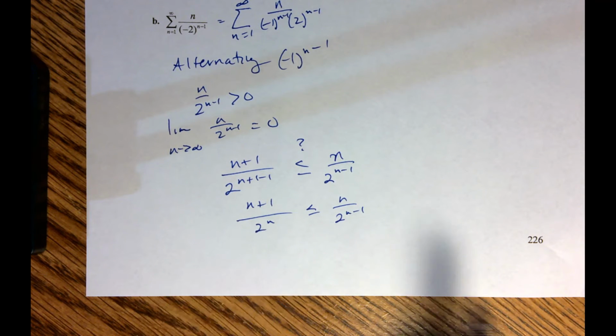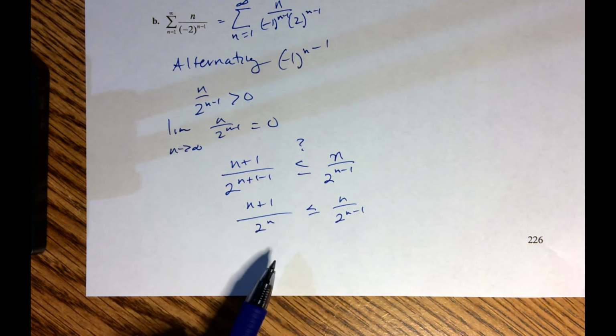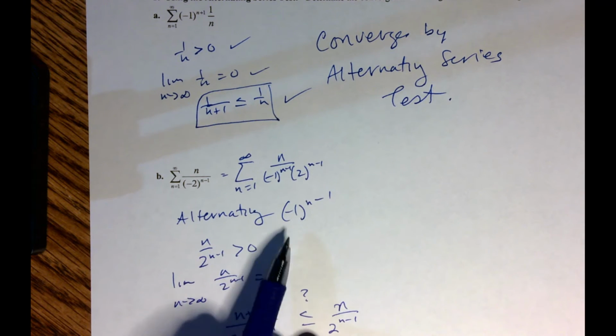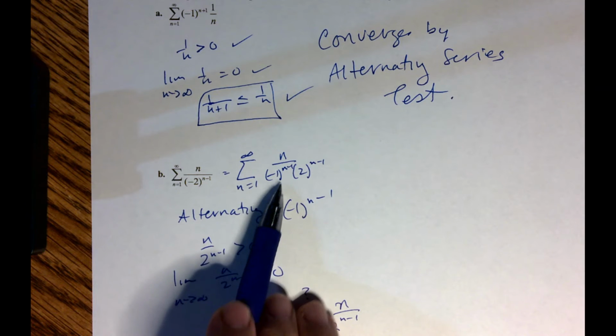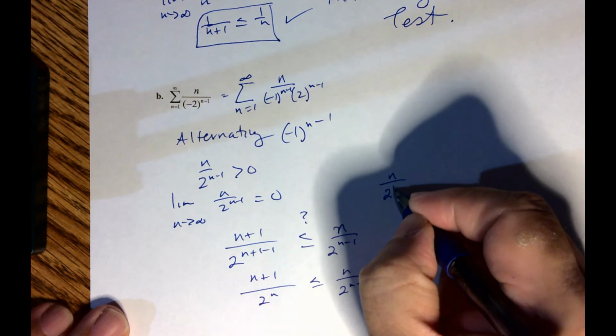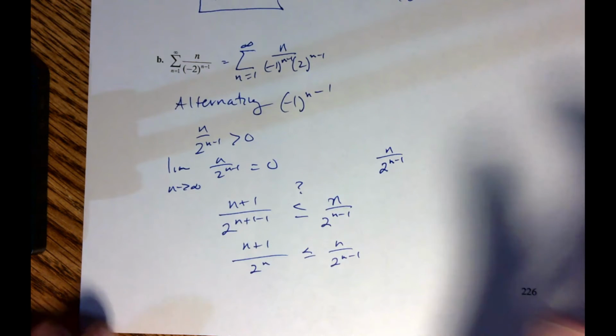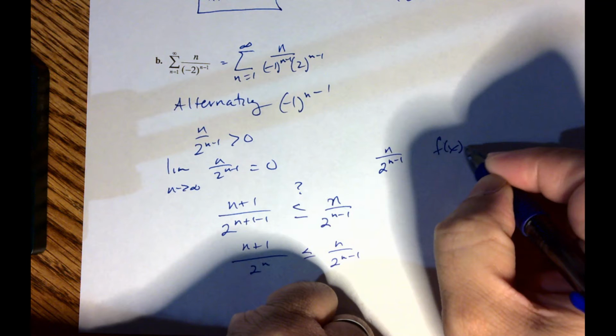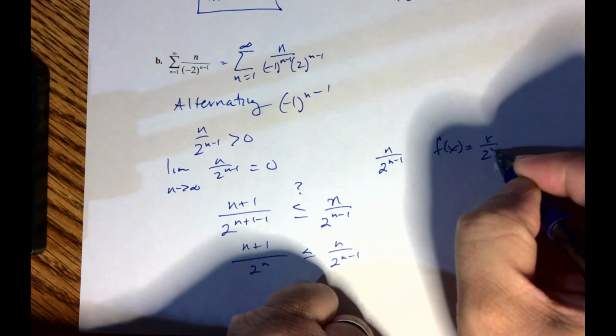What was the other way to show that something is decreasing? You take that derivative, right? So remember, we're ignoring this negative 1. So we're going to look at the derivative of n over 2 to the n minus 1. We're going to rewrite it as a function f of x equals x over 2 to the x minus 1.